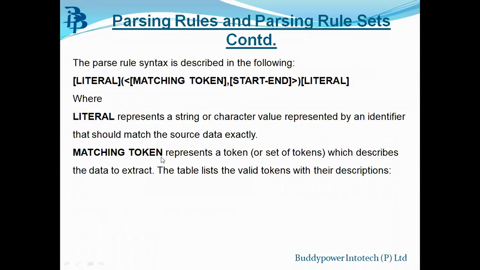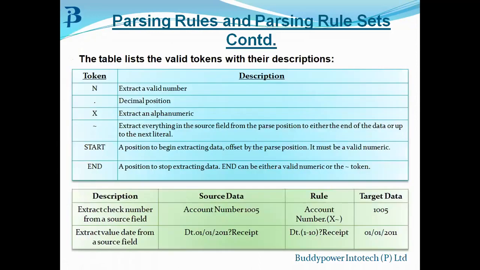Then you have something like matching token, which represents a token or a set of tokens which describes the data to extract. There's a table which lists all these tokens. This is how it looks. See, n means extract a valid number. Then you have the decimal position. And you have x, which means extract an alphanumeric. Then you have this tilde. You will see this tilde under your escape button on your keyboard.